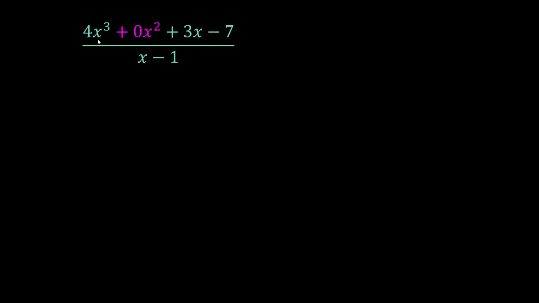3x's, so on and so forth. And then we can do exactly the same thing. So let's just set that up. Write our numbers in. 4, 0, 3, negative 7. Our divisor's x take 1, so we're going to put plus 1 here, so 1. All right, we could do this pretty fast now.